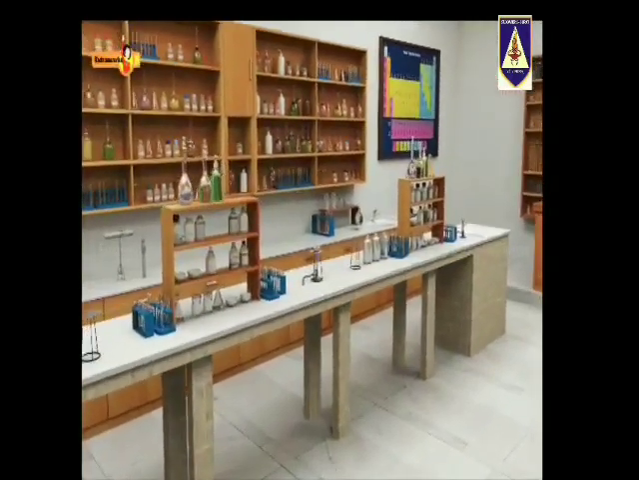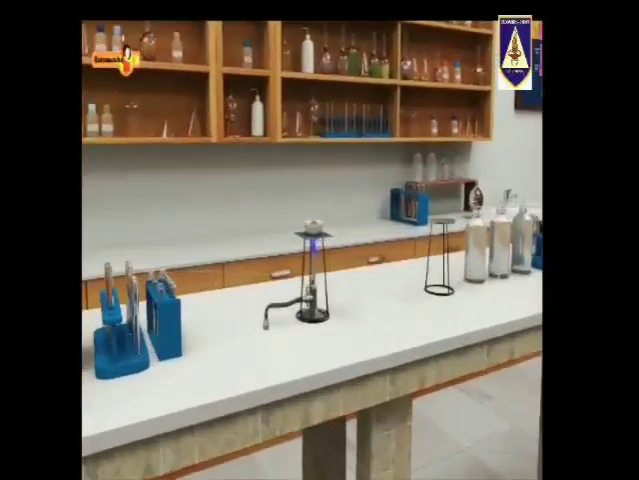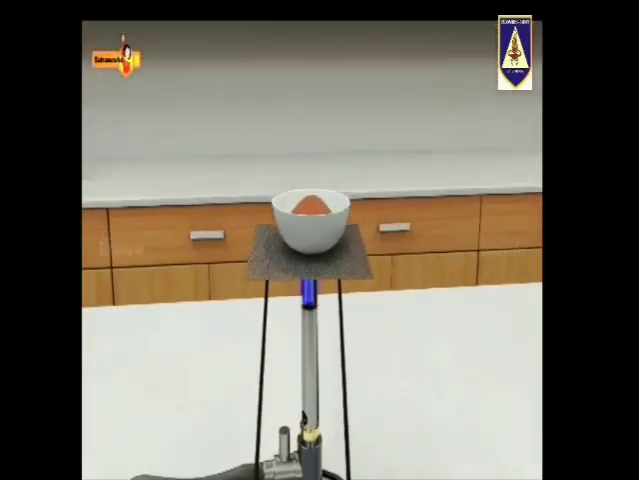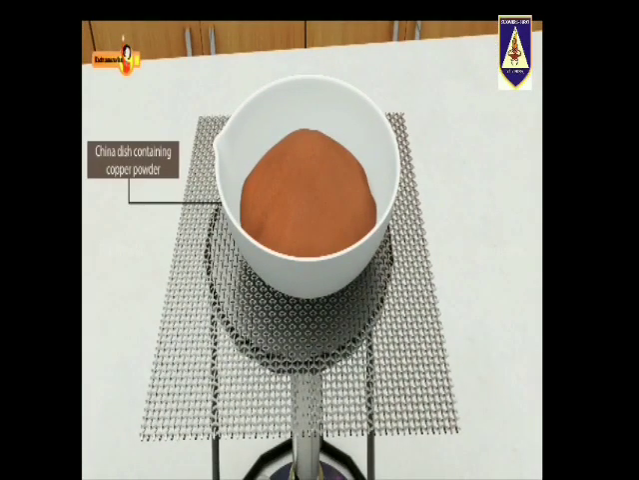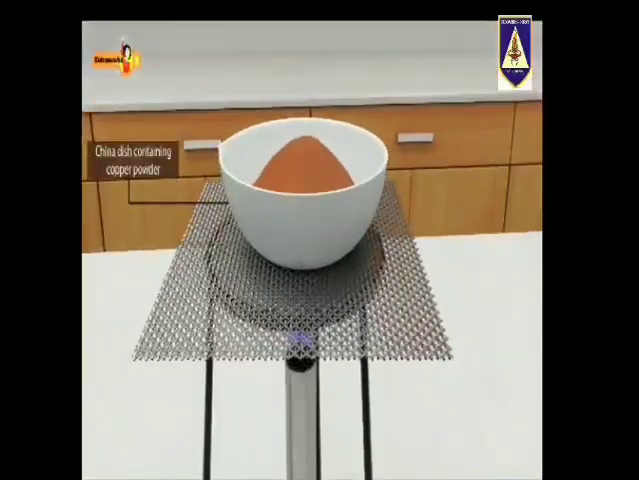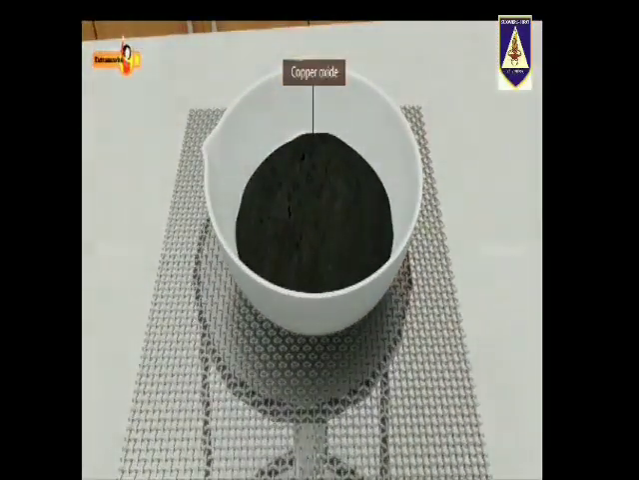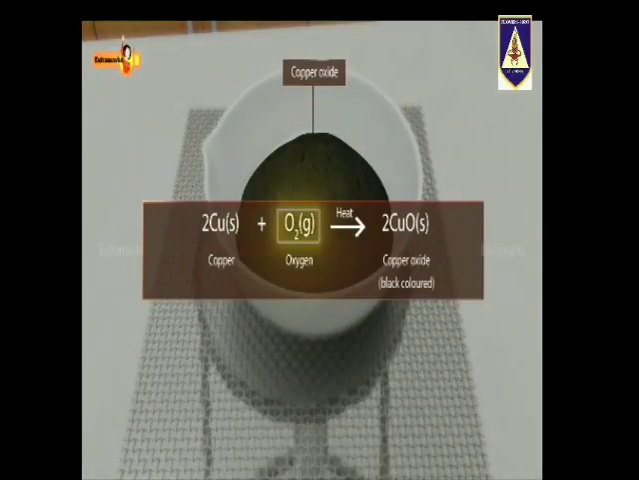Now we will carry out oxidation reaction in the laboratory. For this, we will take 1 gram copper powder in china dish and heat it. After some time, you will notice that copper powder is coated with black copper 2 oxide. It happens so because oxygen reacts and adds to copper, and copper oxide is formed. It means an oxidation reaction has taken place.